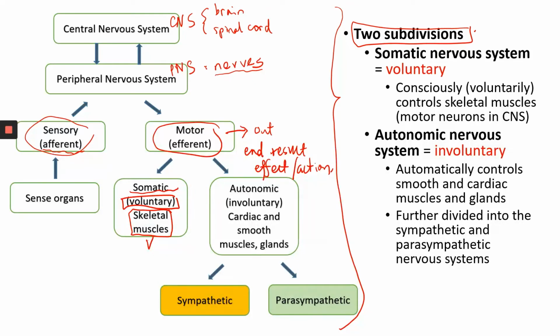Now, the second subdivision is called autonomic nervous system. Now, based on the name, you see auto, right? That means this subdivision can pretty much perform on its own without you consciously controlling them, right? And this includes the cardiac muscle, smooth muscle, and glands. All right, so they're under involuntary control.